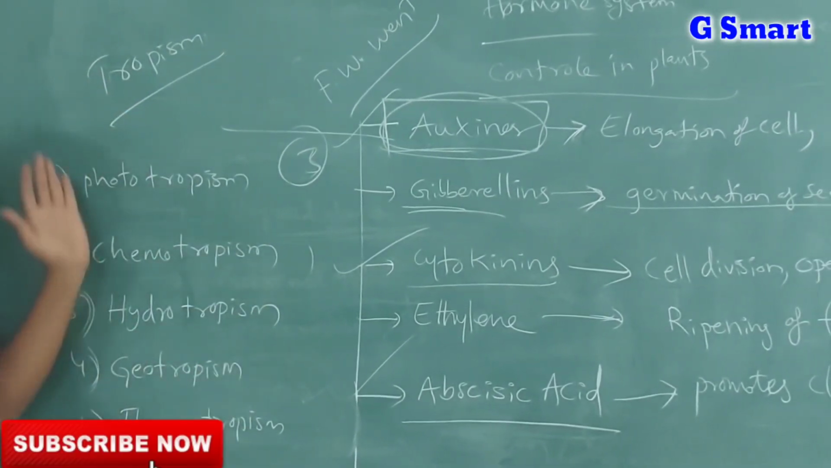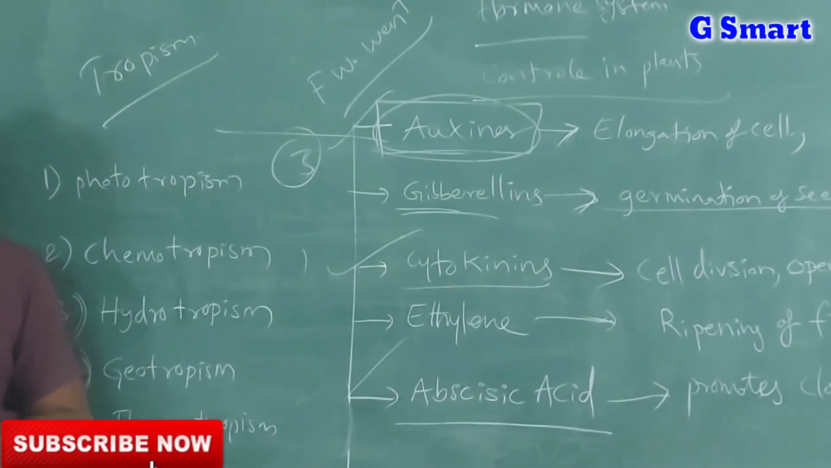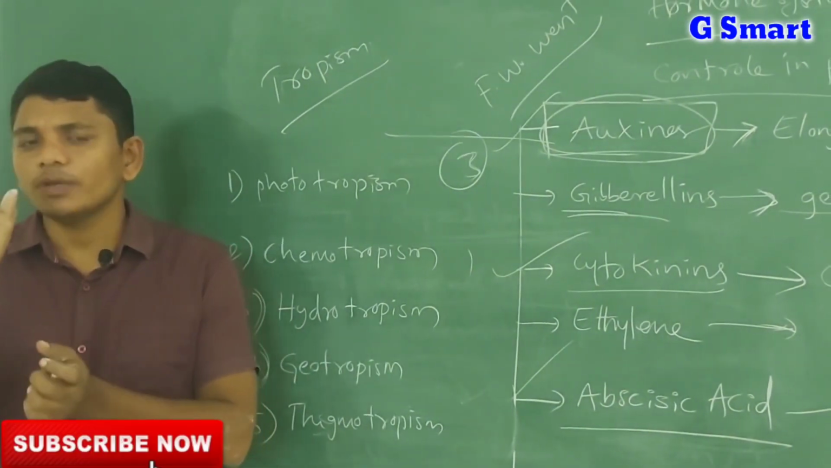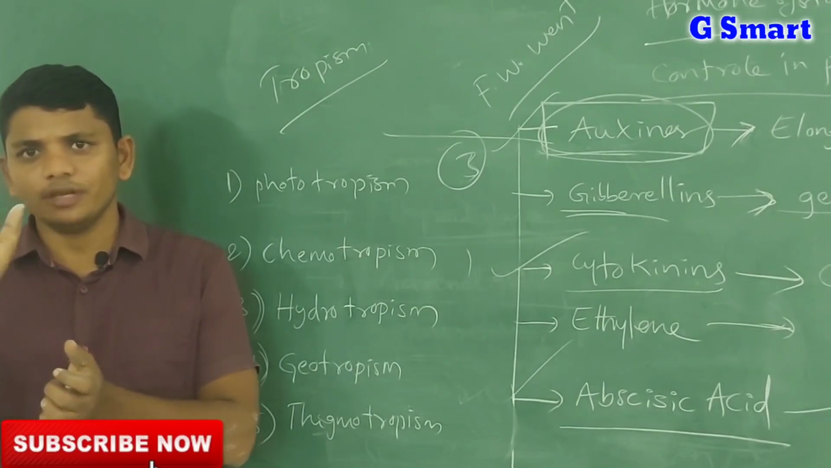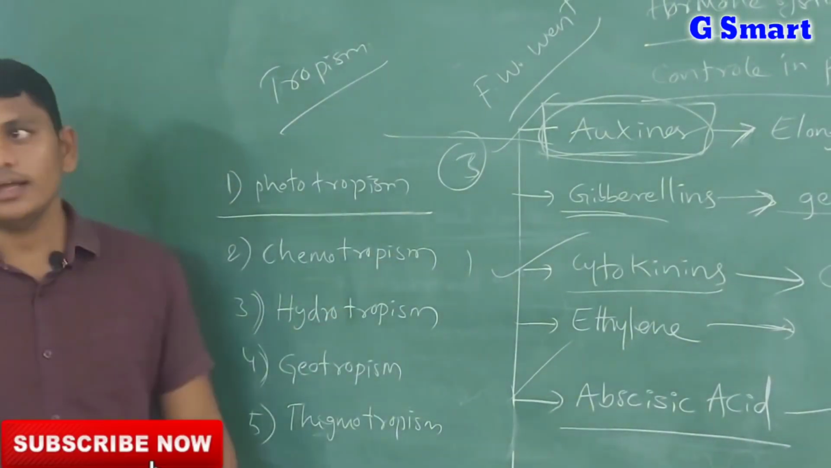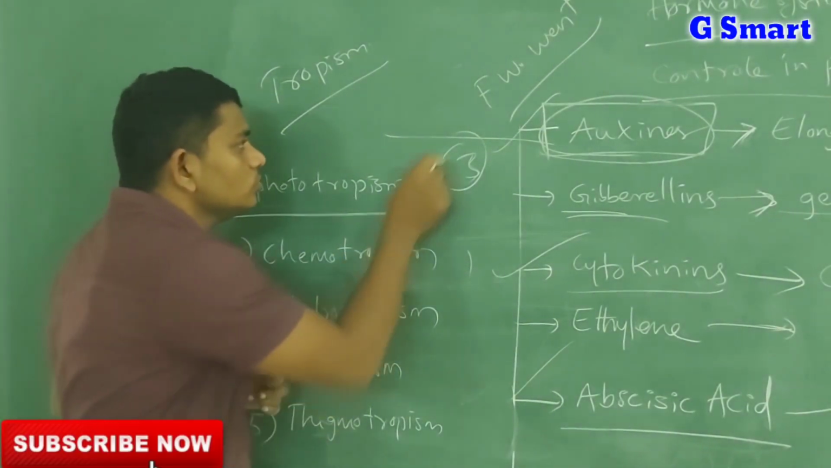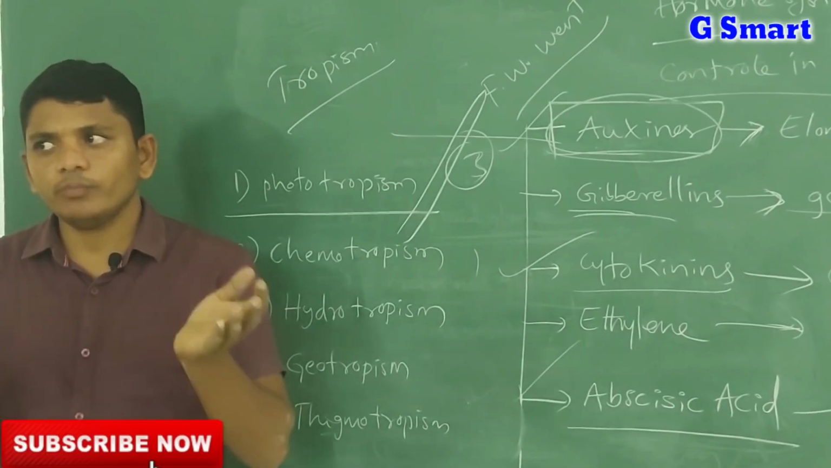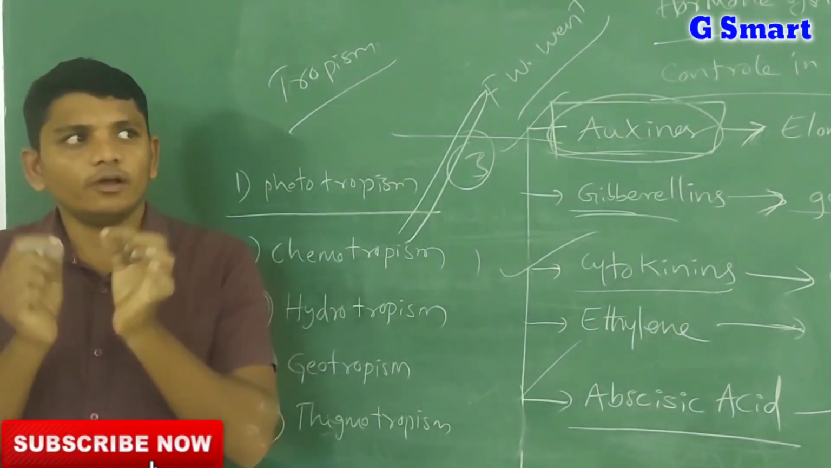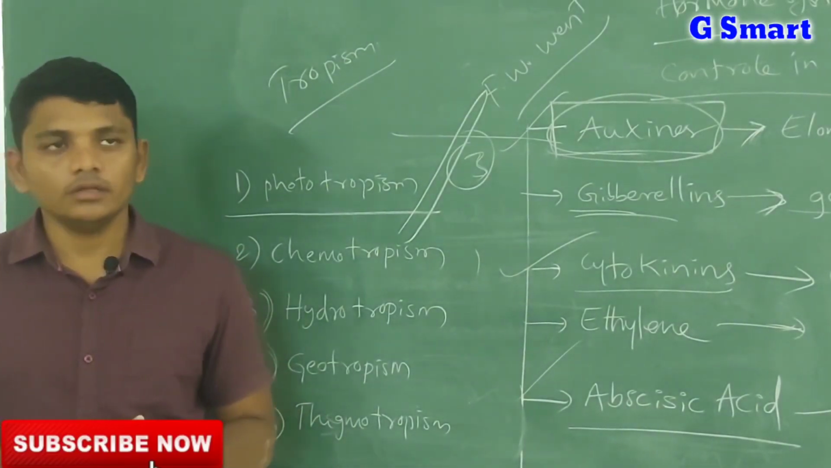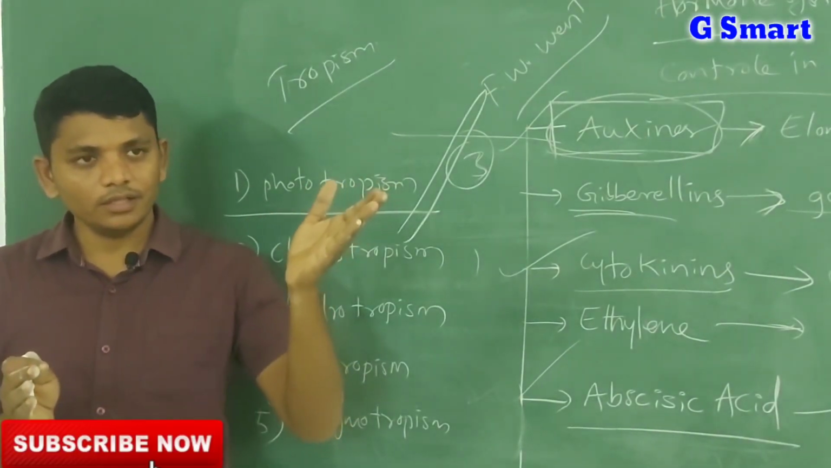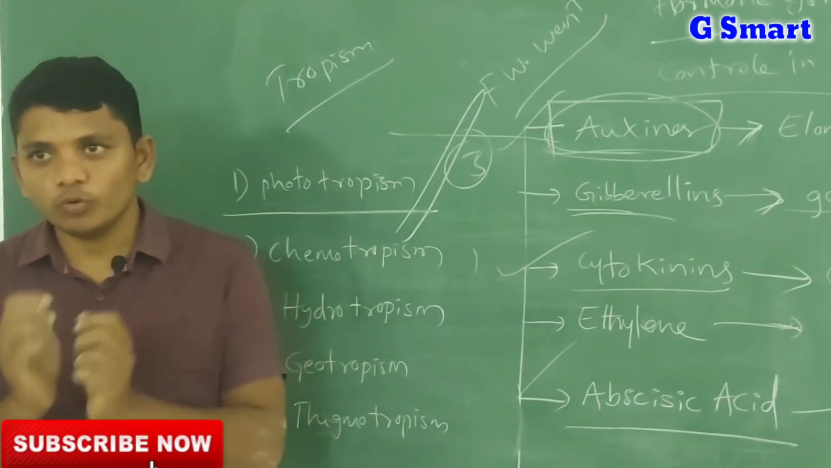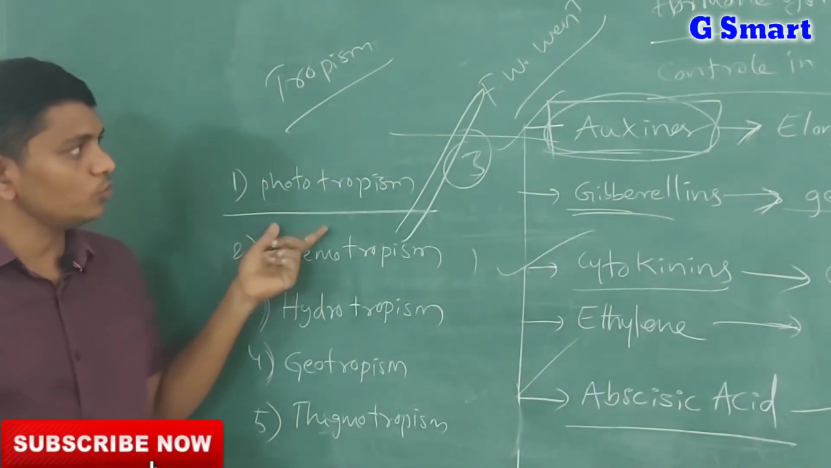Okay, all these tropisms are happening due to auxins. Auxins are responsible for all these tropisms. Let us discuss what is tropism. Tropism is nothing but growth of the plant towards a particular stimulus. For example, if we put a potted plant in a dark room, the plant will grow towards the light. If the plant grows towards the light, that is called phototropism. This phototropism is due to auxins.